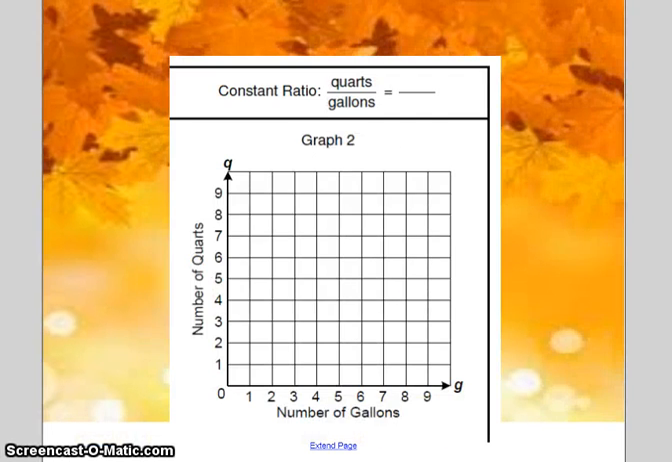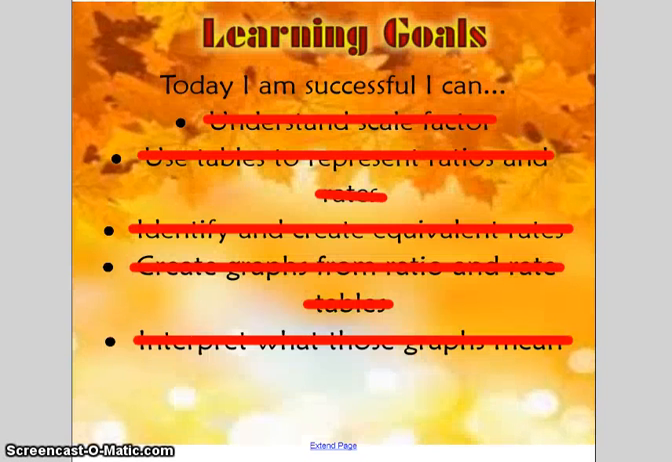Now I'm going to take my information and I'm going to graph it. So for every 4 quarts, I'm going to have 1 gallon. So this tells me that my x-axis is going to be gallons. So I'm going to start with 1 and then I'm going to go up 4 because this right here tells me my y-axis. Now I'm going to go over to 2 gallons and I should have 8 quarts. I'm going to go 3 gallons and try to go up 12 quarts, but I can't do that, so I'm done with this one. And that is how you fill it all out.